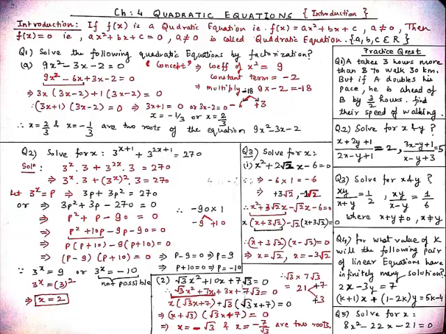Now our third question for today is solve for x. First part is x square plus 2 root 2 x minus 6 equal to 0. Now again apply the same concept. First take the coefficient of x square, which is 1, and the constant term, which is minus 6. So minus 6 into 1 is minus 6. And now with the help of this minus 6, we have to make 2 root 2.